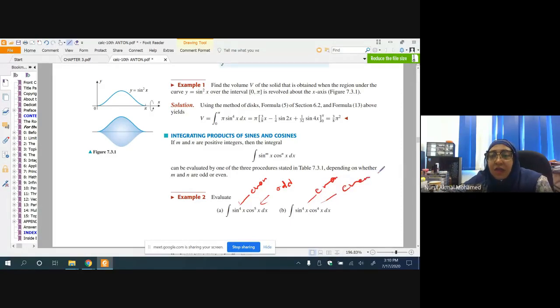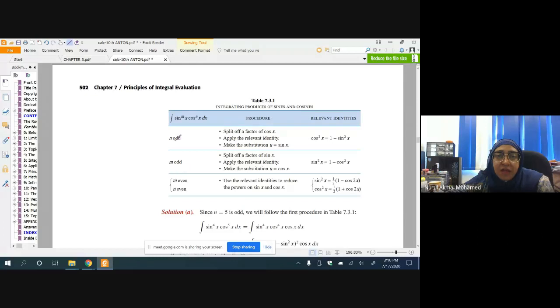So there are different cases. If your integral is sine to the power of m x cos to the power of n x, it depends. If n is odd, you split off a factor of cos x. So this will be your procedure, and this is the identity that you have to use. And if m even and n even, then you have to use this procedure here.